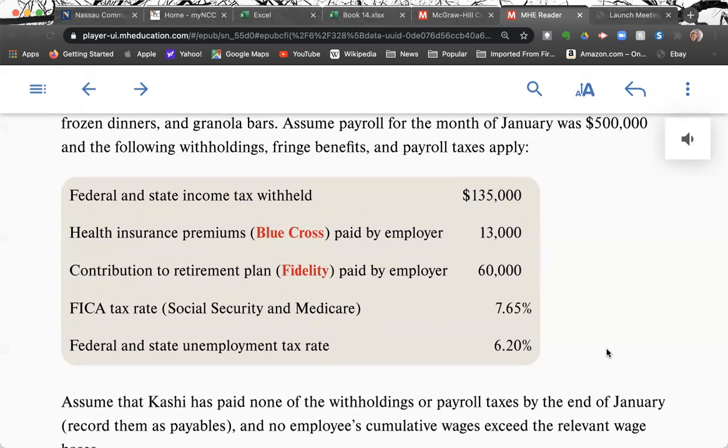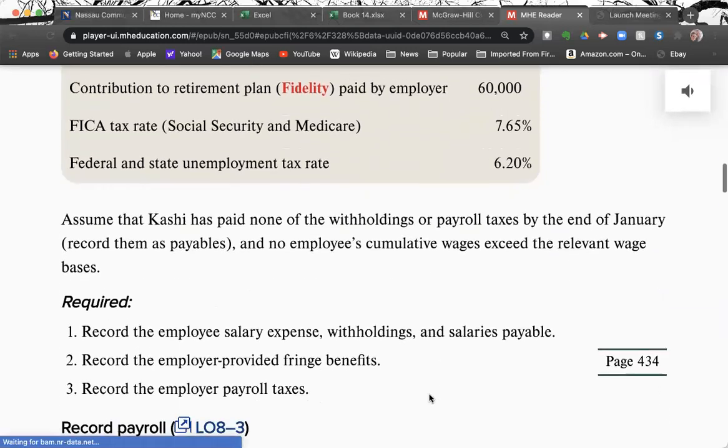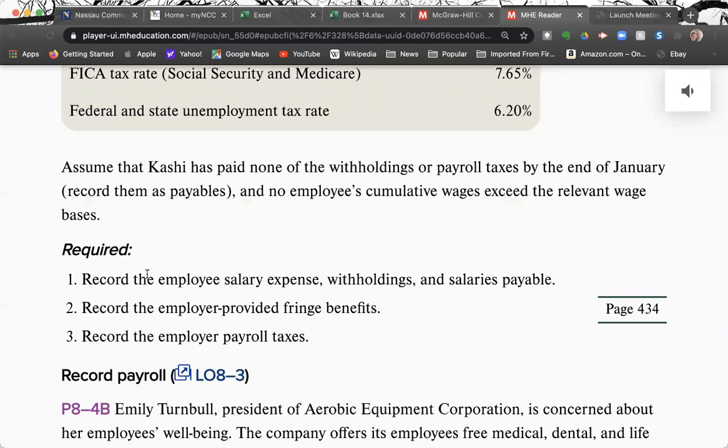The unemployment taxes stop depending on the state. I think New York State now is around $15,000, I think. So once you hit $15,000 of salary for a person, the employer doesn't have to contribute anymore to the unemployment tax. I think it's $7,000 for federal unemployment tax. So you see how it gets a little complicated, but here they're telling you don't worry about that. So 3 entries: employee salaries, withholdings and salaries payable, fringe benefits, payroll taxes.